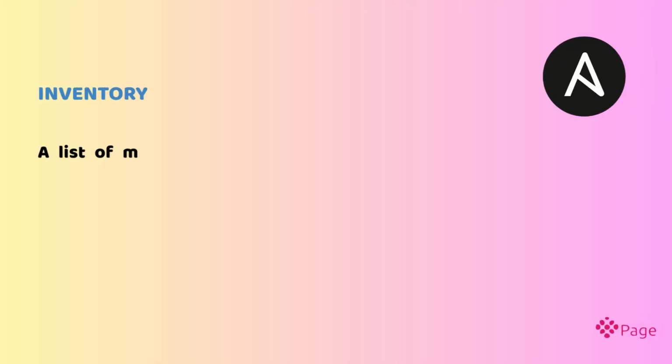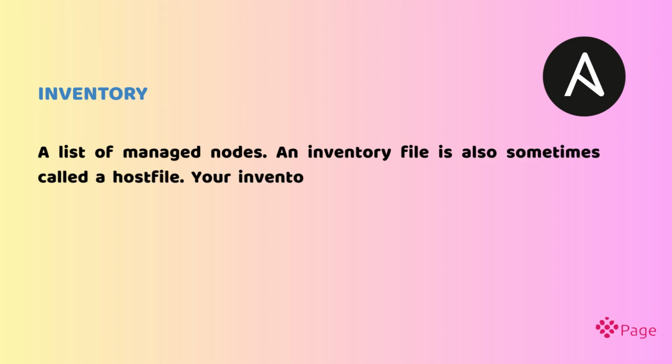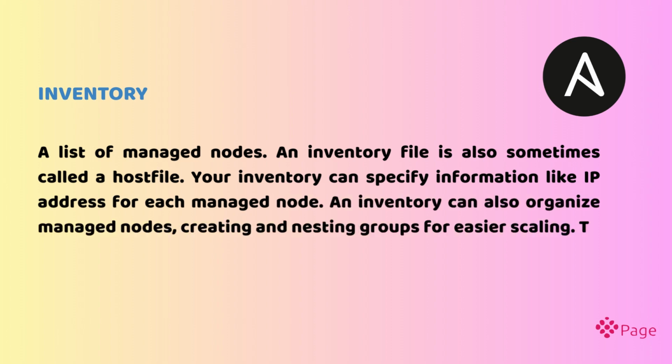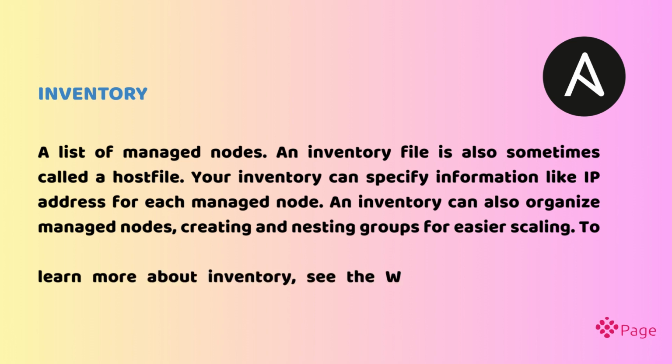Inventory. A list of managed nodes. An inventory file is also sometimes called a host file. Your inventory can specify information like IP address for each managed node. An inventory can also organize managed nodes, creating and nesting groups for easier scaling. To learn more about inventory, see the Working with Inventory section.